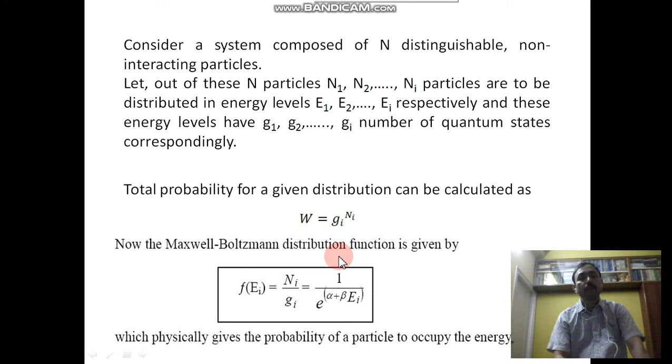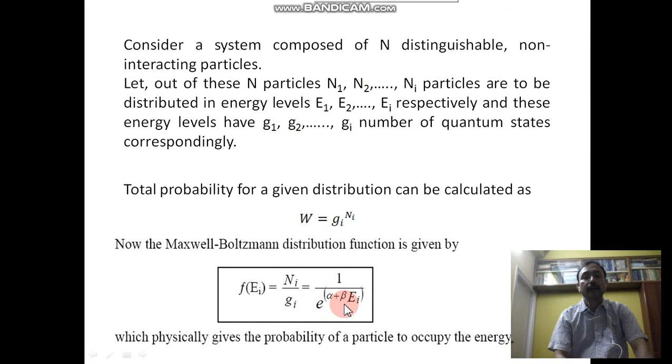Now the Maxwell-Boltzmann distribution function is given by f_i = Ni/Gi = 1/e^(alpha + beta Ei), or we can say Ni = Gi/e^(alpha + beta Ei), or Ni = Gi e^-(alpha + beta Ei).